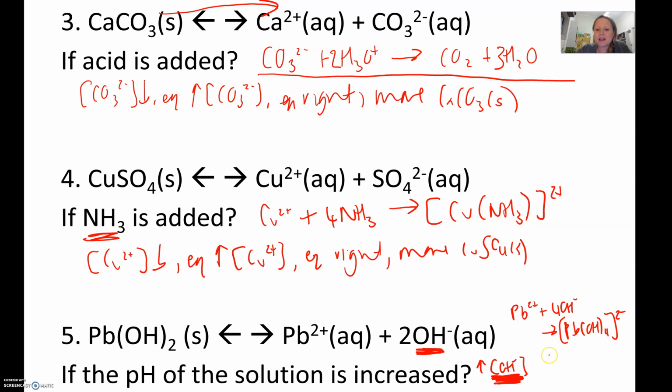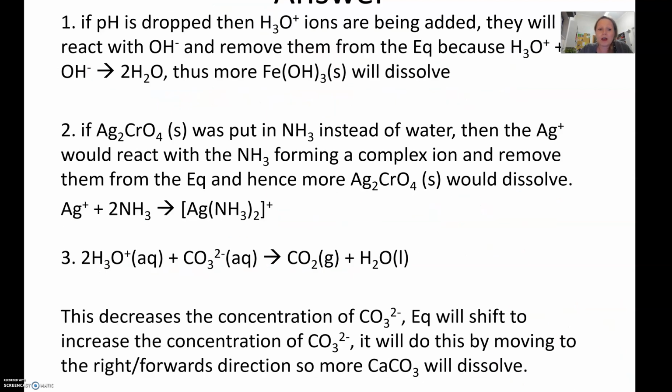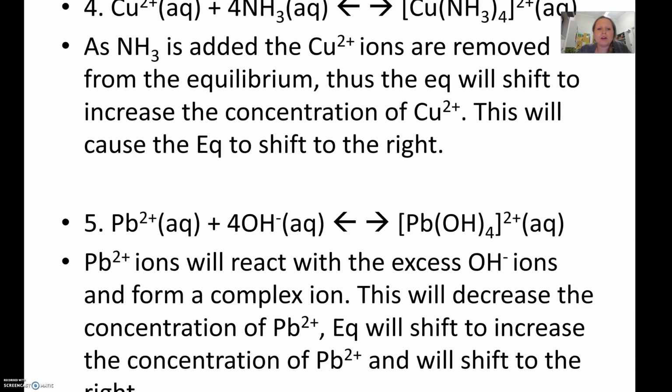So if this happens, that's going to remove our Pb2+ from equilibrium, so the concentration of Pb2+ will decrease. So the equilibrium will shift to increase the concentration of Pb2+. The equilibrium will do this by shifting to the right, and therefore more of the solid Pb(OH)2 will dissolve. Sorry, I ran out of room there, but more will dissolve. And I've written all of these out for you so you can go through them in your own time and have a look at them. So if you've got any questions, you can let me know.